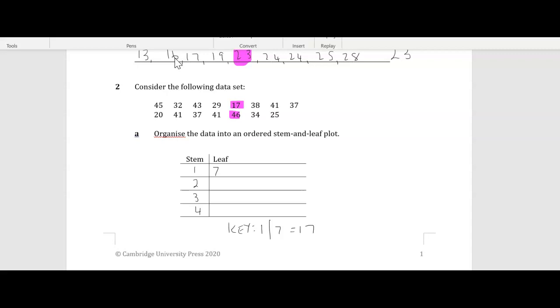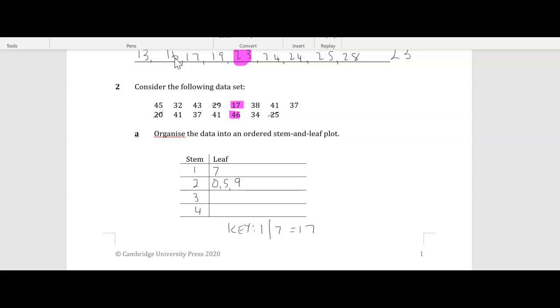All right, let's just work through the other numbers. So we've got 20, and we do it in order. And I'm just going to cross off the numbers as I do them. 20, 25, 29.